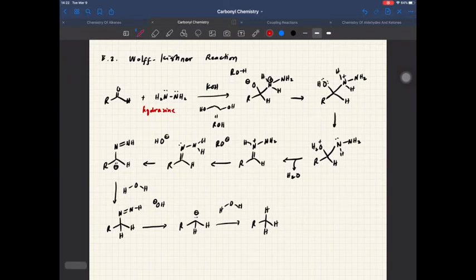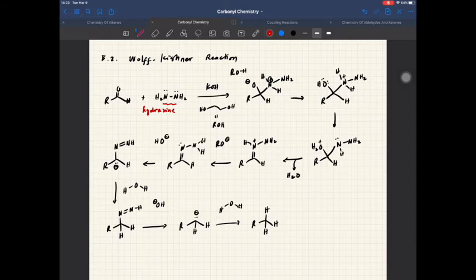Okay, another reaction that I would like to talk about is the Wolff-Kishner reaction. The Wolff-Kishner reaction converts aldehydes and ketones to alkanes. So if the Wittig reaction converts aldehydes and ketones to alkenes, the Wolff-Kishner converts them to alkanes. What happens here is that hydrazine, this molecule, is reacted with aldehydes and ketones.